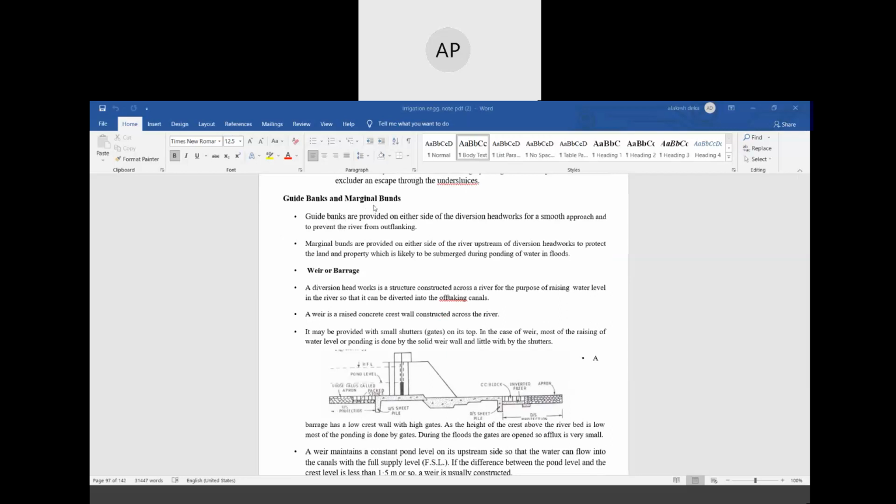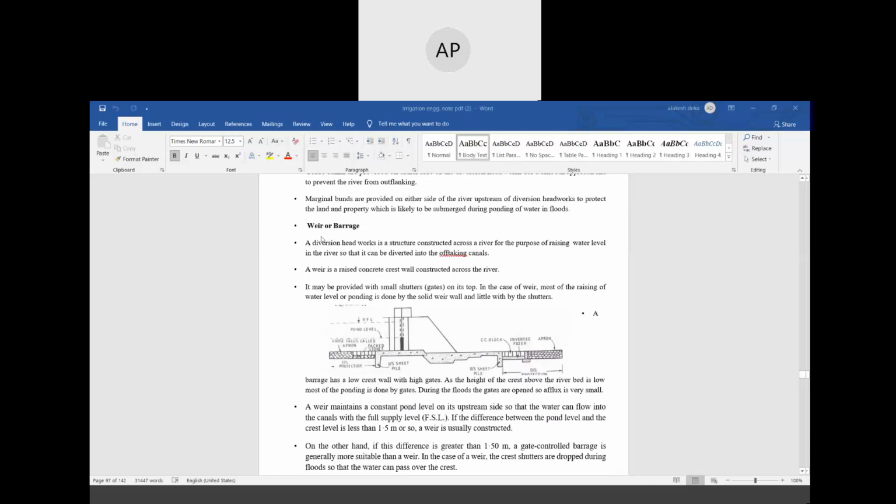Guide bunds and marginal bunds, these are provided in the river. Guide bunds are provided on either side of the diversion headworks for a smooth approach and to prevent the river from outflanking. Marginal bunds are provided on either side of the river upstream of diversion headworks to protect the land and property which is likely to submerge during ponding of water in floods.